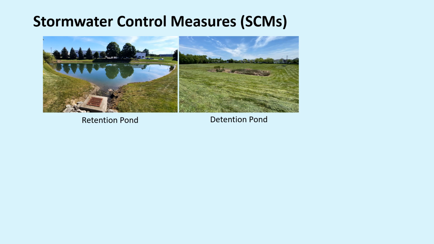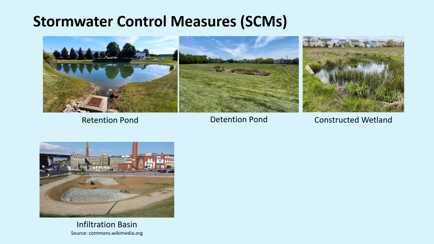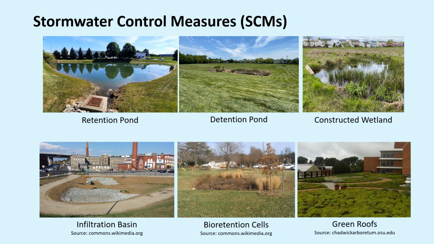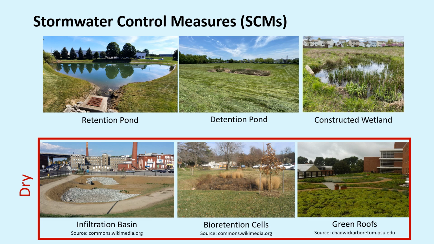We've also been seeing an increase in other types of stormwater control measures, such as constructed wetlands, infiltration basins, bioretention cells, and even green roofs. Some of these, in particular the three that I show at the bottom, are designed to drain almost completely within just a few days. So they should be, for the most part, dry throughout most of the season and not hold water long enough for mosquitoes to develop.